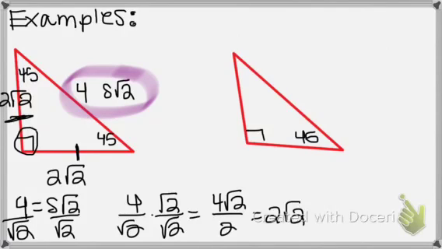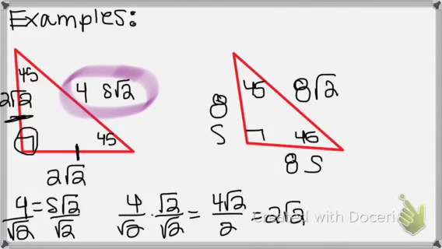Okay? And then let's take a look at another problem. This time, I'm going to give you the leg is 8. If the leg is 8, what does the other leg have to be? It has to be 8. And then our hypotenuse here is S square root of 2. So 8 square root of 2 is our hypotenuse.